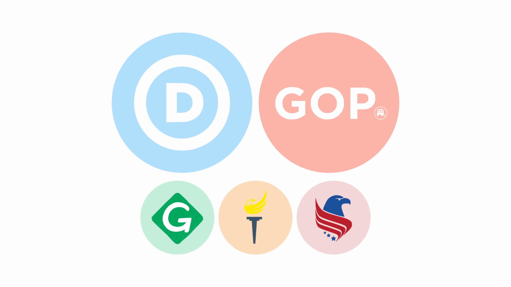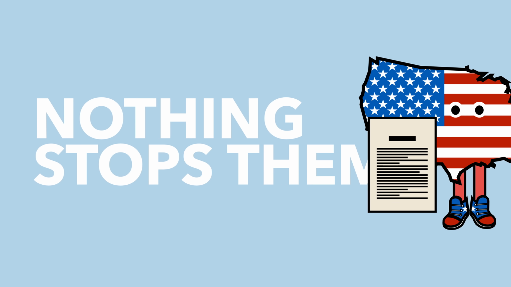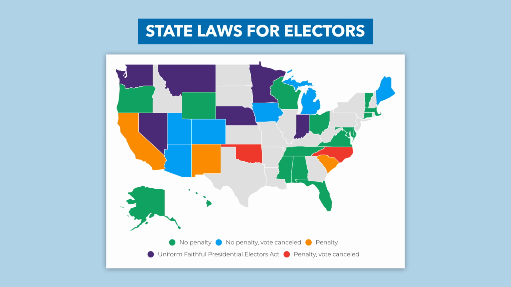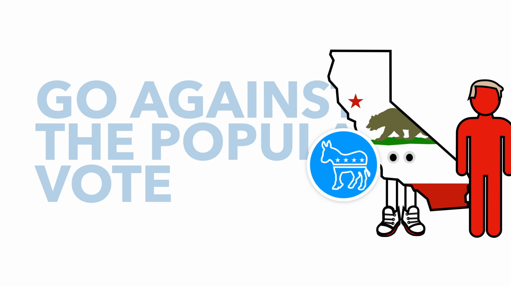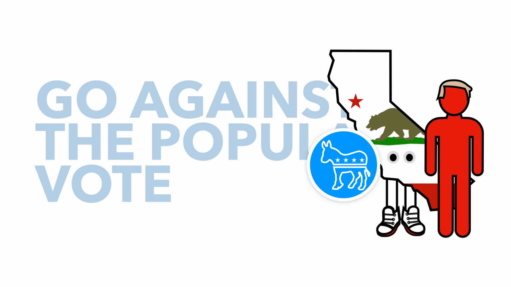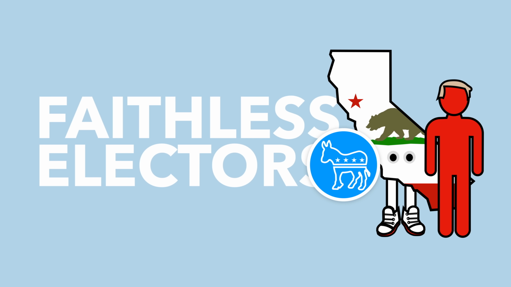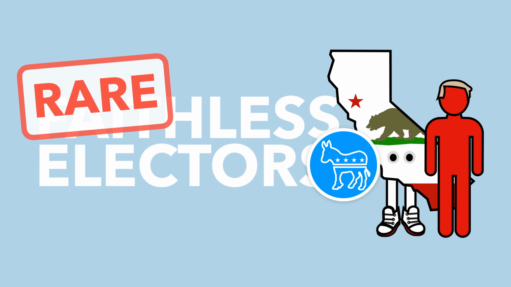Well, the short answer is that nothing in the Constitution prohibits this. However, some states have laws which require electors to vote for the candidate that won the popular vote within their state, while other states leave the decision to individual electors. When an elector casts their vote for someone other than the candidate who won their state, the elector is said to be a faithless elector. It's worth noting, though, that this is also a rare occurrence.